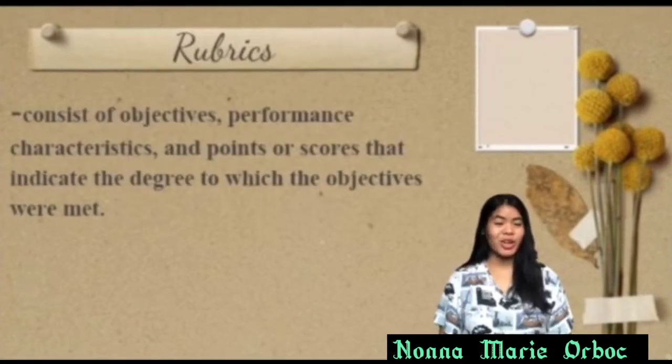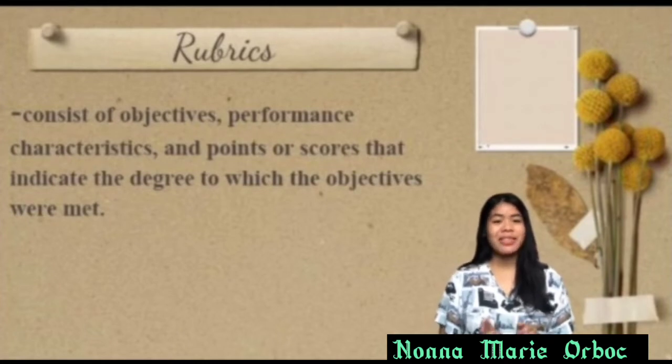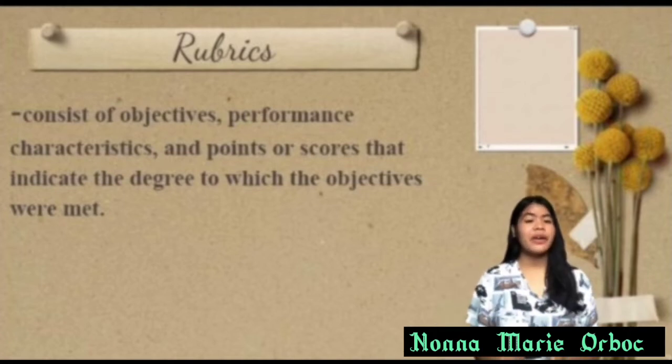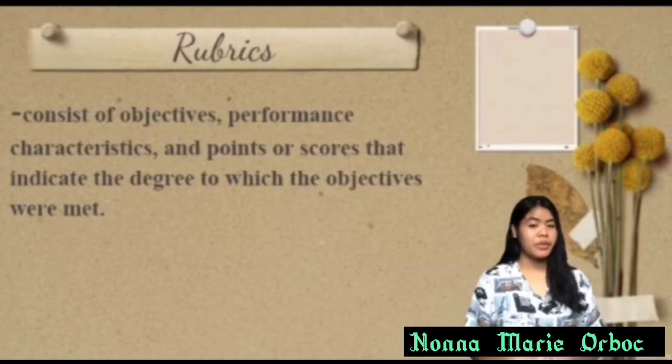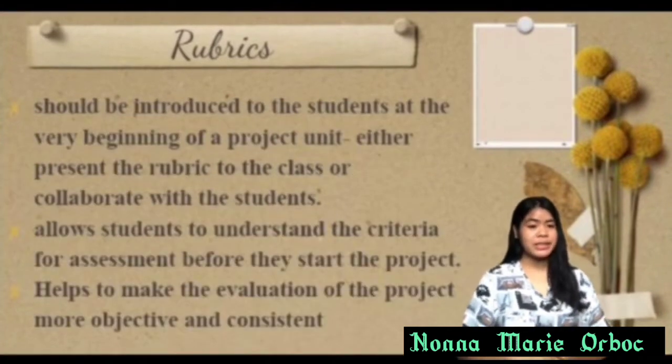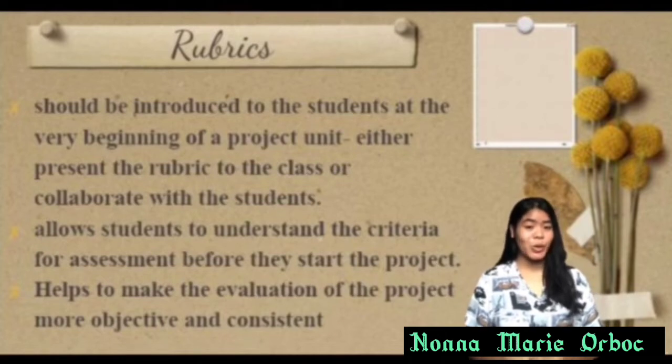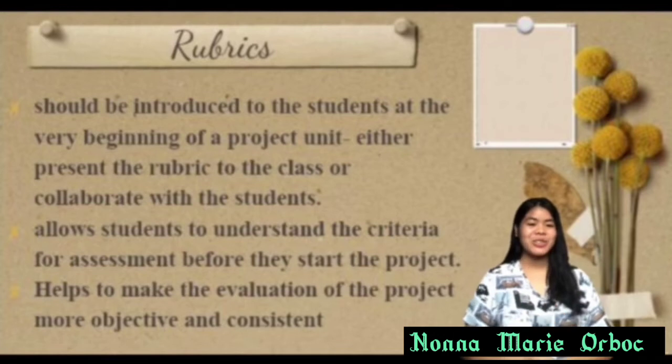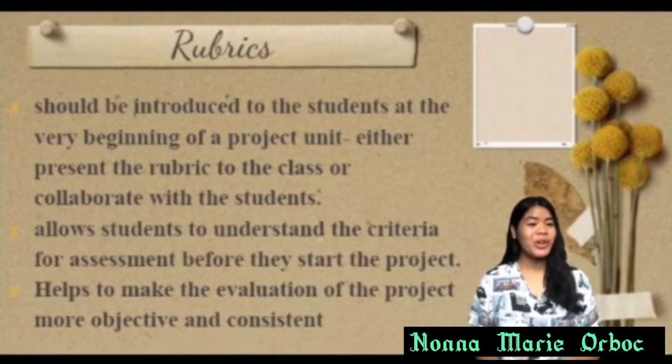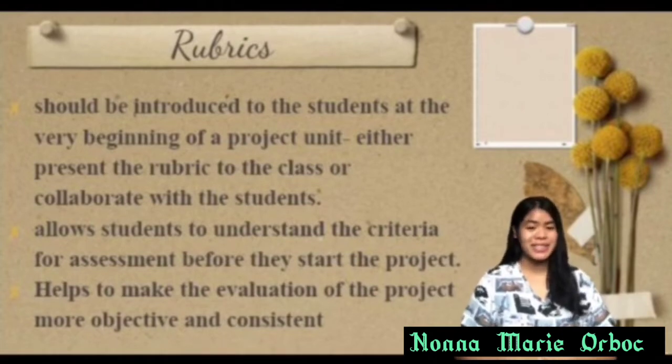Rubrics consist of objectives, performance characteristics, and points or scores that indicate the degree to which the objectives were met. It is very important that rubrics be introduced to the students at the very beginning of the project unit, and as much as possible, present the rubric to the class or collaborate with the students to structure the rubric. This allows students to understand the criteria for assessment before they start the project. Rubrics also help to make the evaluation of the project more objective and consistent.